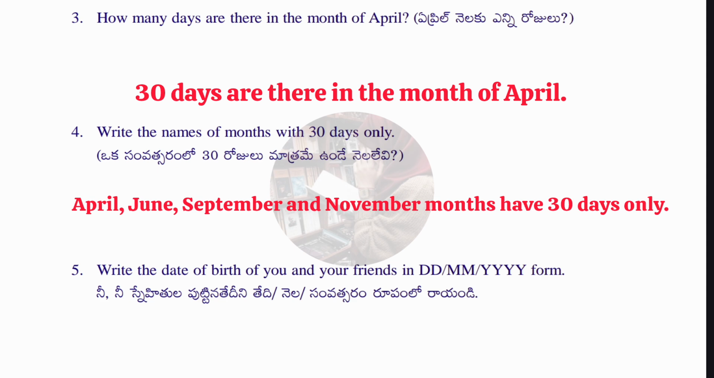Next fifth question, write the date of birth of you and your friends in DDMMYYYY form. Means DD means date, then month, then year. Here this is a student activity. You need to do it by yourself. Please write down your birth date and your friend's birth date. Okay. Mention the name and write it down. Okay guys, understood? Here I am not writing anything else. That's why I mentioned student activity. Please do it by yourself.